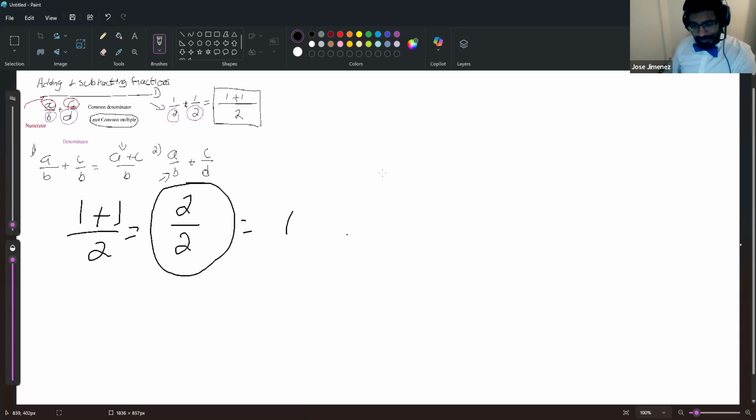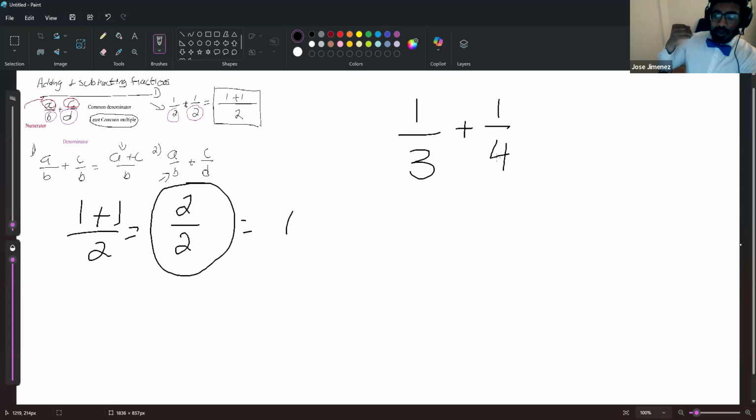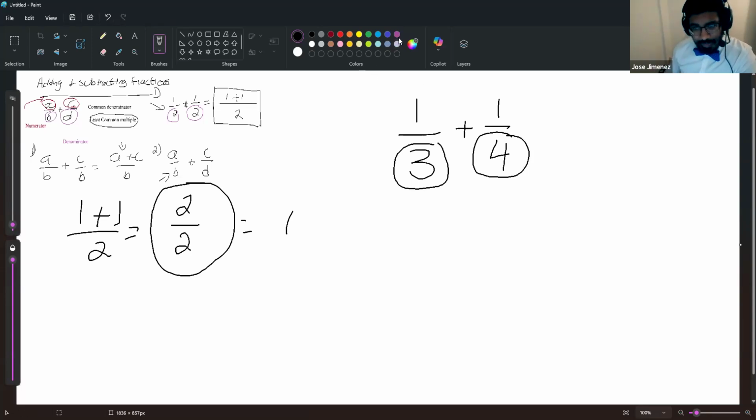Now, if we have fractions that have different denominators, let's say 1/3 plus 1/4, what we're going to do here is find the least common multiple. At this stage, the best way to find that is to just take the denominator of the first fraction and multiply it by the denominator of the second fraction. And what I mean is this.